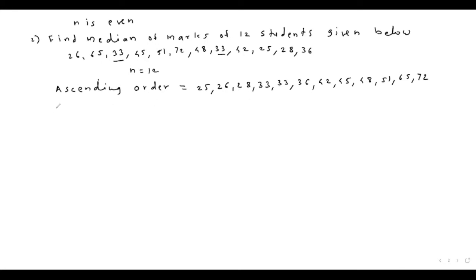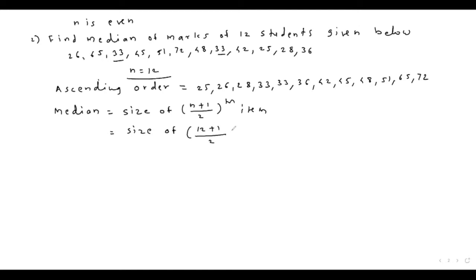Now let me have the formula for median. Median is equal to size of (n plus 1) divided by 2 th item. The formula is same actually for both data sets, but working is different. So let me replace the value of n as 12 over here. So 12 plus 1 divided by 2 th item. So 12 plus 1, that is 13.